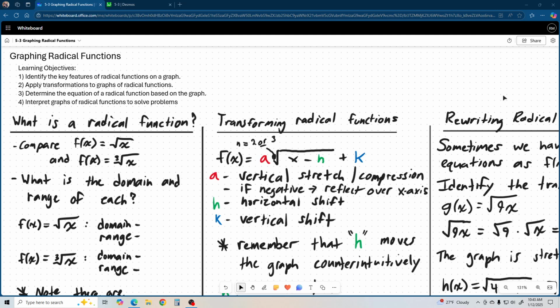Then we're going to determine the equation of a radical function based on the graph. In other words, we're going to take a graph, pick a couple points, and be able to figure out the entire equation from the actual graph. And then we're going to interpret those graphs in order to solve problems. All right, so let's start off.